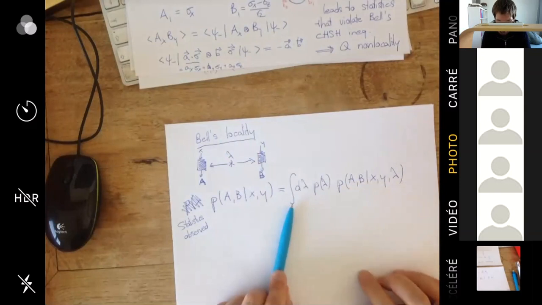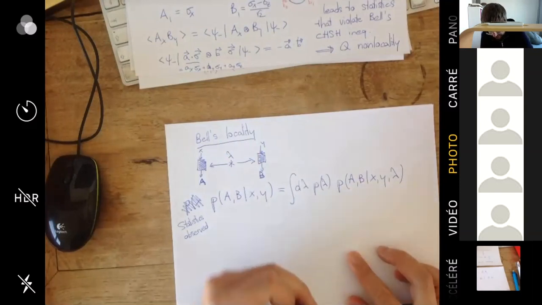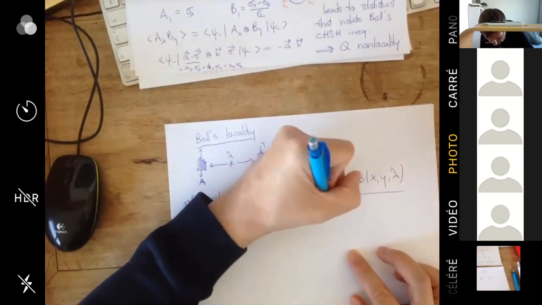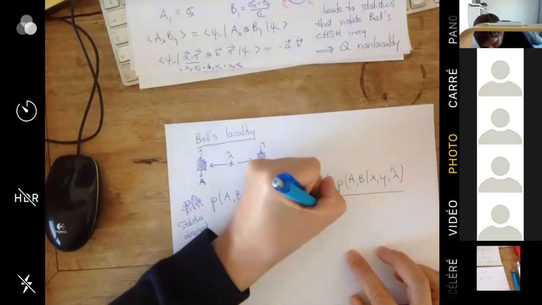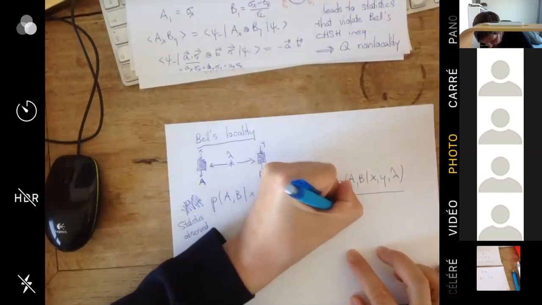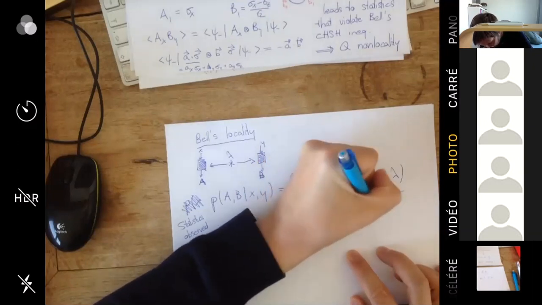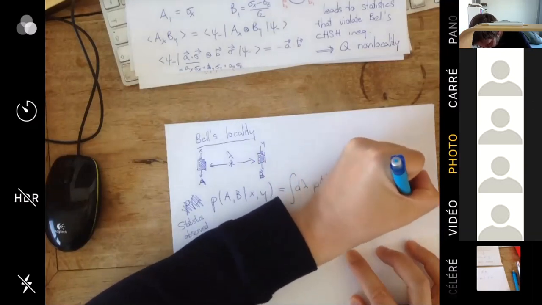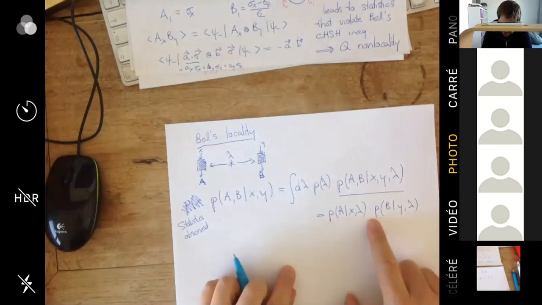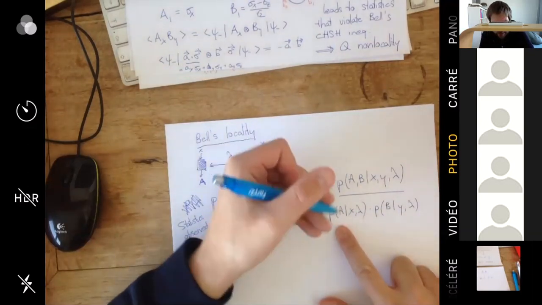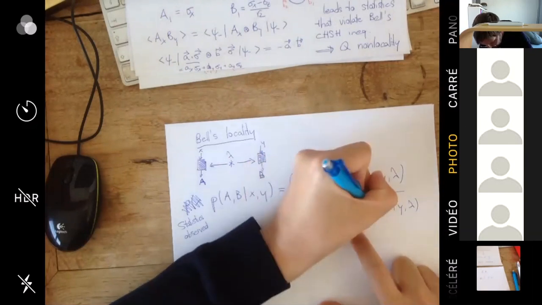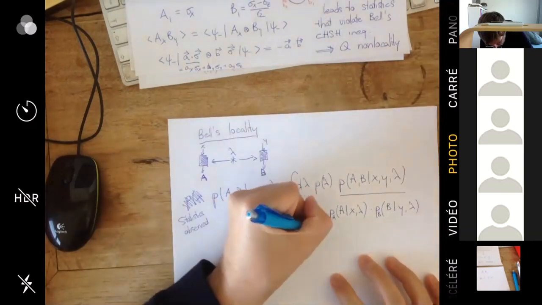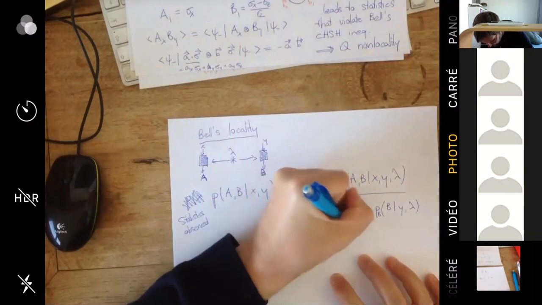Now, here comes the idea of locality. It says that this term here is equal to the following thing: the product of P_A(a|x,lambda) times P_B(b|y,lambda). Here I write P, but of course these things don't need to be the same function, so let me write a P_A and a P_B. So this is the idea of Bell locality.